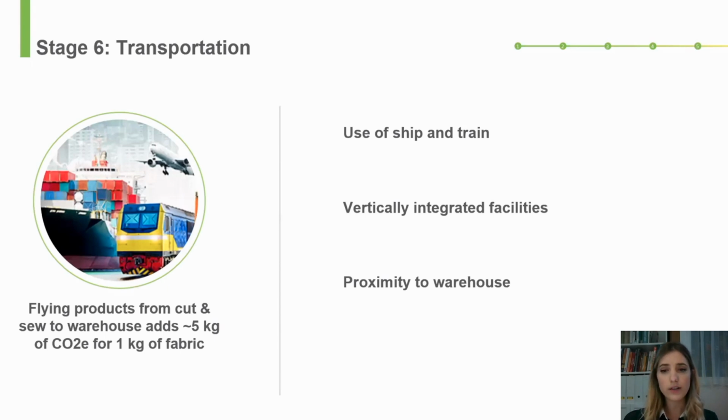Also try to have as much of your supply chain as close as possible to your warehouse to avoid unnecessary worldwide travel. And lastly, work with suppliers that have vertically integrated facilities. This is when multiple processes of the supply chain are done inside one facility. If this is not possible, at least aim to have production done in the same country or neighboring countries.